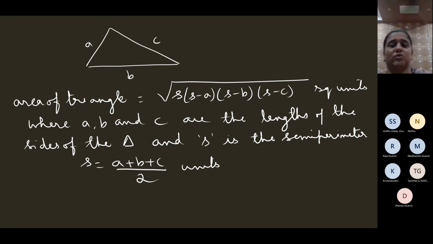The values of a, b, and c will be given to you, and the question will be to find the area of the triangle. Since you only know the sides of the triangle and not any of the altitudes, we can use Heron's formula. First you should find s, a plus b plus c by 2. Then substitute the values in the formula and find the area.